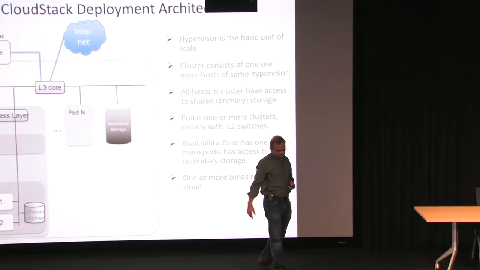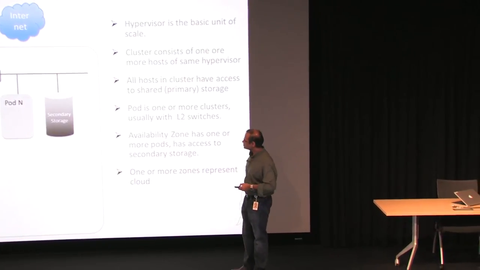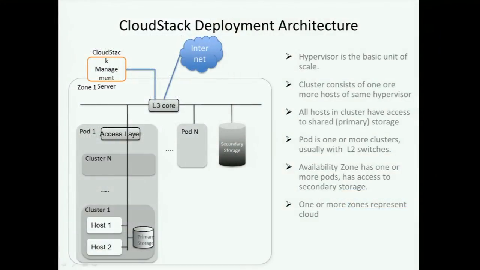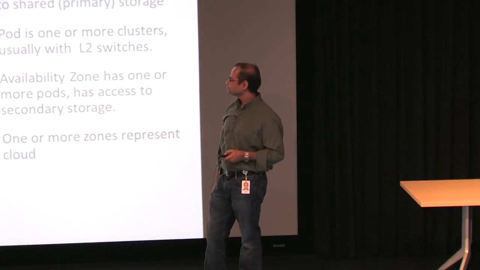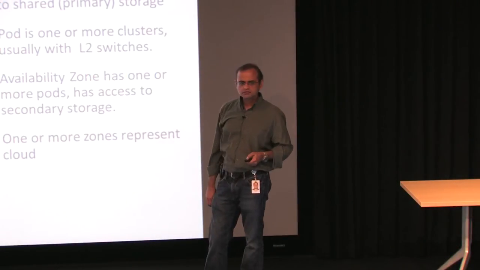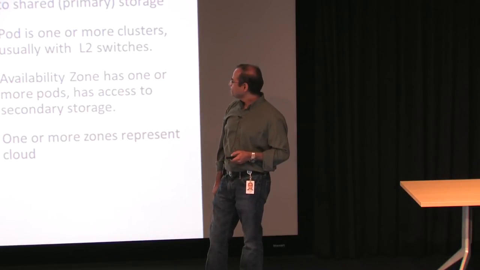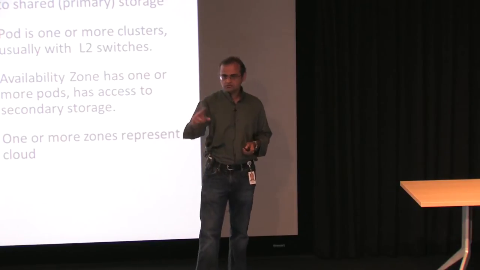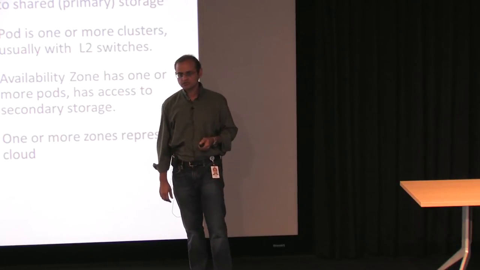You also see secondary storage there. That's typically an NFS server, fairly easy to get up and running, and it stores your images, templates, snapshots, and ISOs. That secondary storage can be something like Swift or, maybe in the future, something with an S3 API.